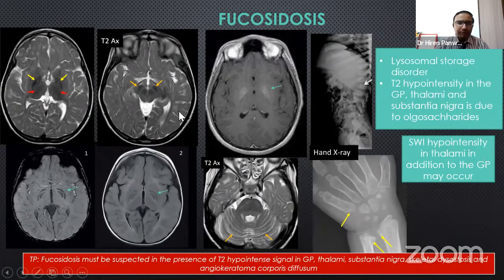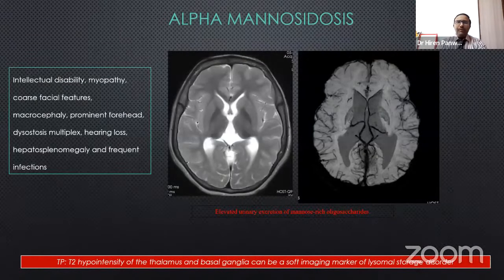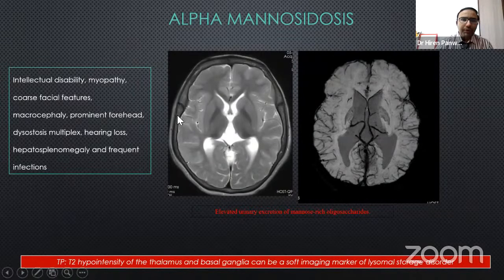So the clue is that whenever you are seeing a lysosomal disorder, there might be underlying T2 hypointensity. This is another example of a lysosomal disorder which can mimic NBIA, alpha-mannosidosis. These patients usually present with a prominent forehead. They will have calvarial thickening and macrocephaly. They have coarse facial features, as other storage disorders can have. They present with hearing loss, and they will have globus pallidus and thalamic hypointensity, which may or may not show susceptibility on SWI.